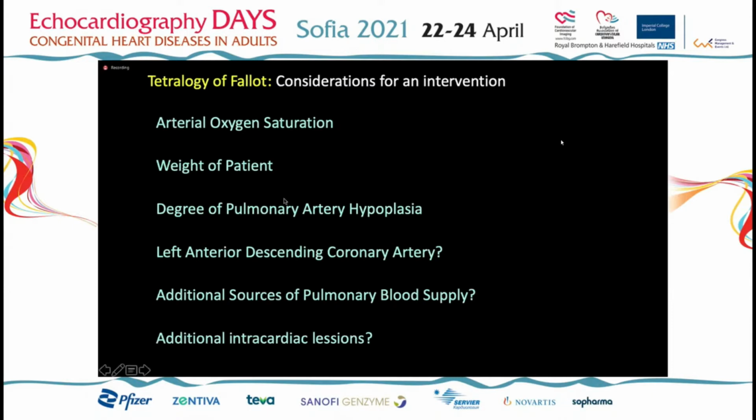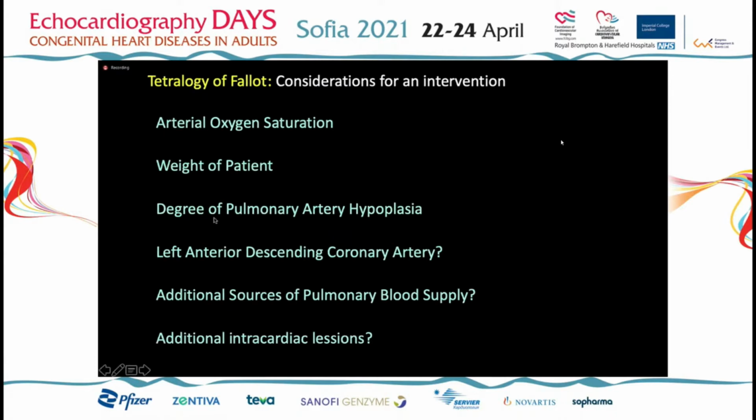So the important things that we need to take into account for surgery are the baseline saturation of our patient, how cyanosed he is, and what his weight is. If he's very small, he cannot undergo complete repair, and we need to do something before, either a palliative shunt or a palliative percutaneous intervention.